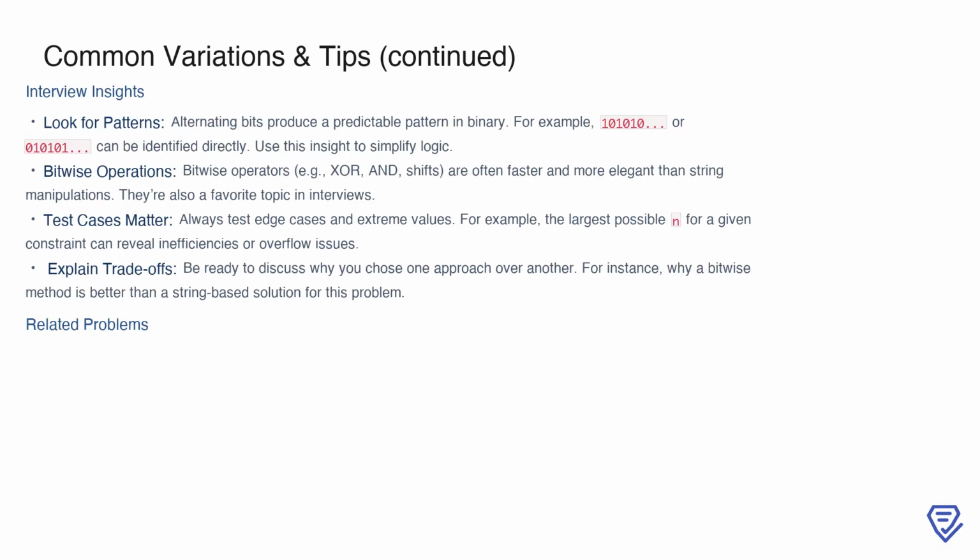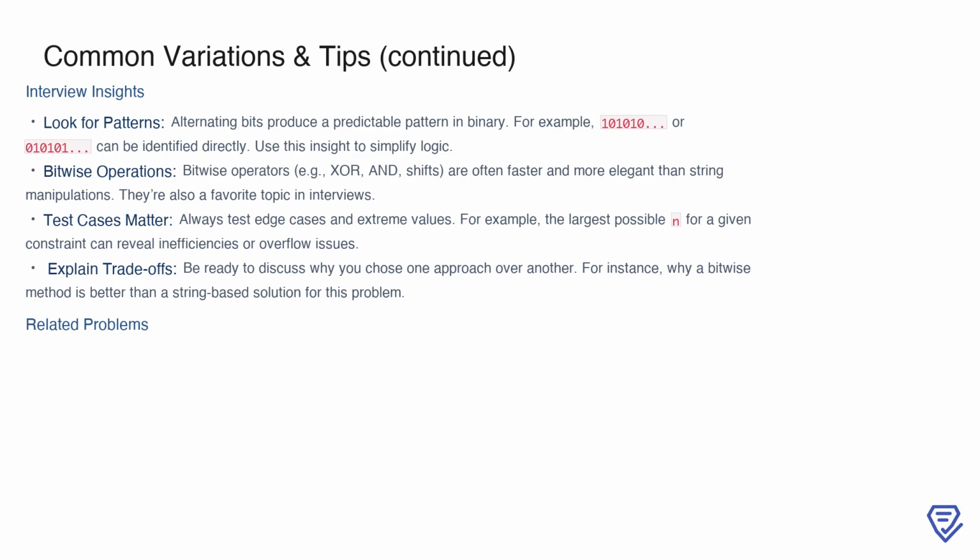When preparing for interviews, there are a few key insights to keep in mind for this problem. Recognizing patterns is essential. Alternating bits produce predictable sequences like 101010 or 010101. Identifying these patterns can help you simplify your logic and avoid unnecessary complexity. Bitwise operations are another important tool here. They're faster, more elegant, and often preferred in technical interviews over string-based approaches. Interviewers may even ask about them specifically.